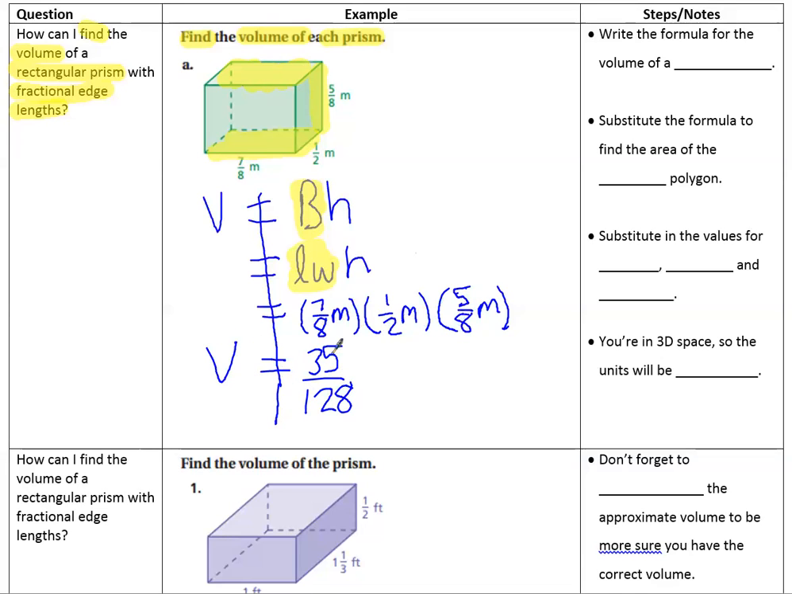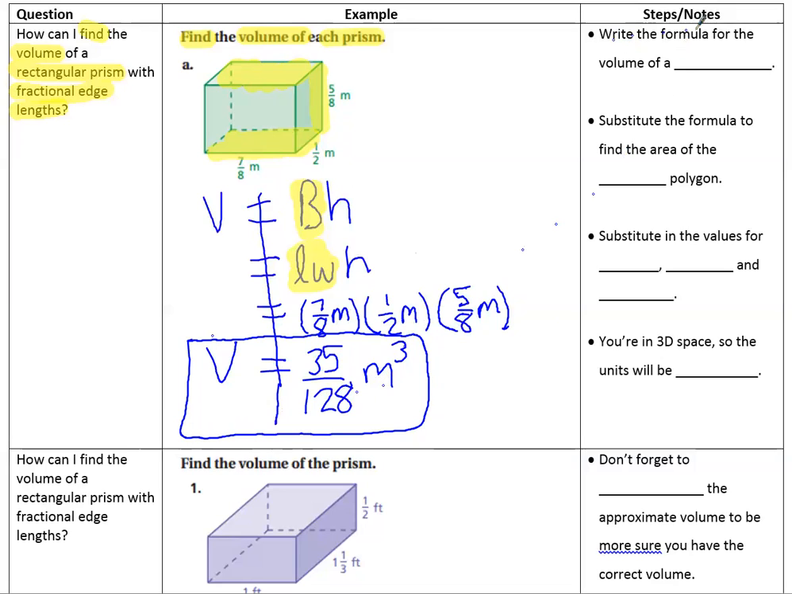Now, what does this fraction mean? Meters squared? We're not finding the number of squares. It's not going to be meters to the second power. It's meters times meters times meters. That means that you have 3 factors of m being multiplied. So it's meters cubed. And of course it's meters cubed because we're finding the volume, and volume is cubes, not squares.